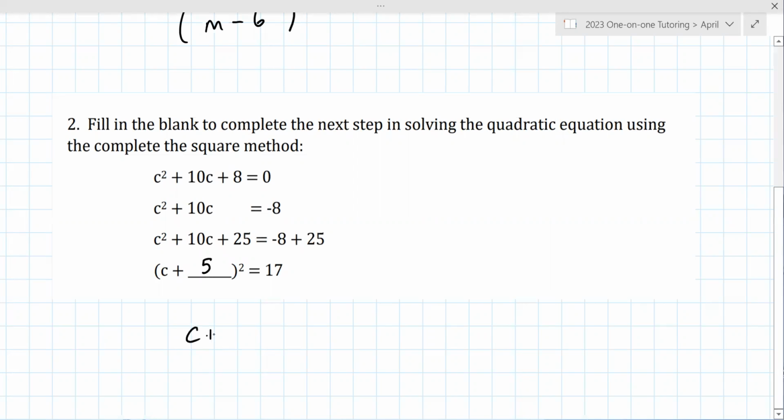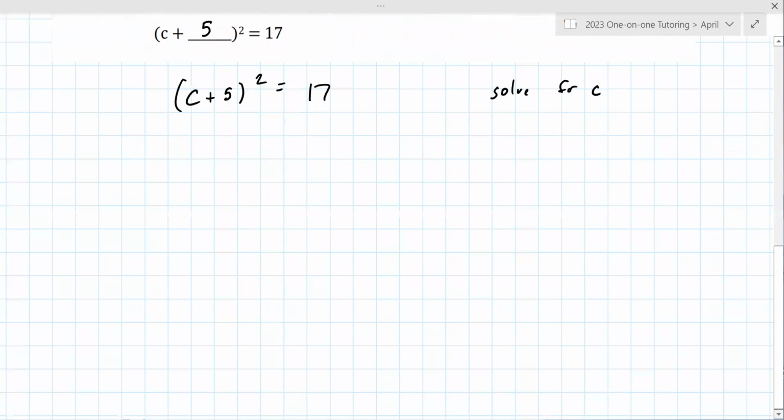So let's say it was C plus 5 squared equals 17, and we want to solve for C. What's the next thing to do here? Find the square root of both sides. That's right. So it becomes C plus 5 equals plus or minus the square root of 17. Do we know the square root of 17? No. So we have to leave it like that, unfortunately.